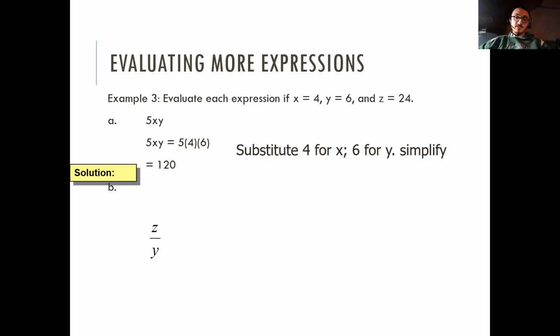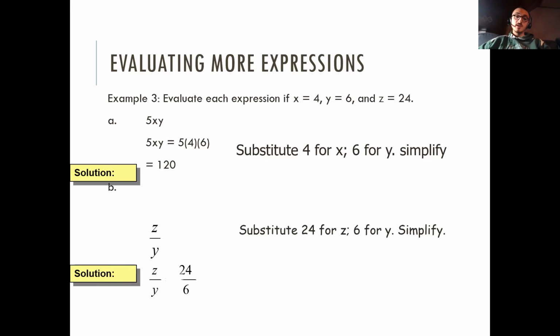Second part right here, I have z over y. Now remember that fraction is going to be division. So if I have z over y, I'm going to substitute 24 for z and 6 for y. So I'll get 24 over 6. 24 over 6, when you divide 24 by 6, you will get 4. So the 4 right around here seems like it has come in an unfortunate place right next to that y. My mistake, folks. But yeah, the answer right there is going to be 4.